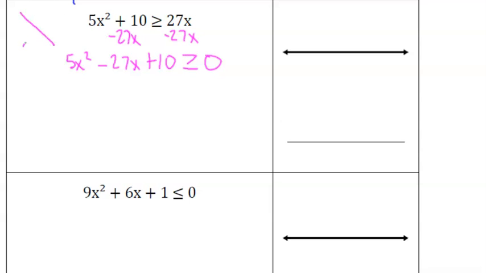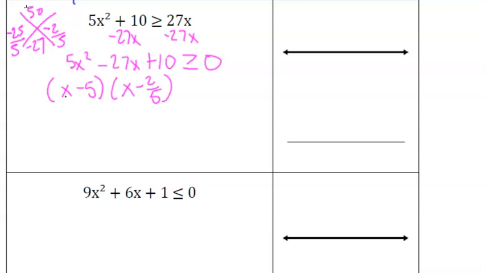Alright, let's factor this. 5 times 10 is 50, and then we have -27. Two numbers that multiply to give you 50 and add to give you -27 would be 25 and 2, but they need to both be negative. Now, a is not 1 here, so we're also going to have to divide these by a. So our factors would be x minus 5 and x minus 2/5. I got minus 5 because negative 25 divided by 5 is negative 5.